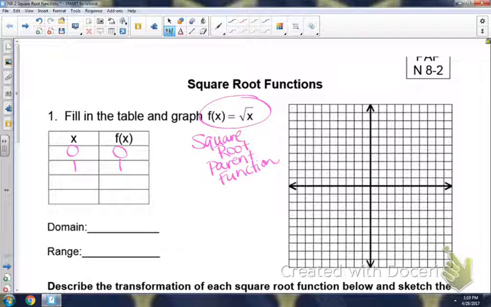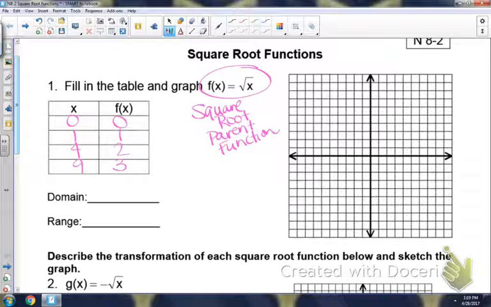Okay? So let's think of the next perfect square that we can plug in. That would be 4. Square root of 4 is 2. And then the next one would be 9. Square root of 9 is 3. Okay, so let's go ahead and plot these points and see what a square root function looks like. 0, 0, 1, 1, 4, 2, and 9, 3.